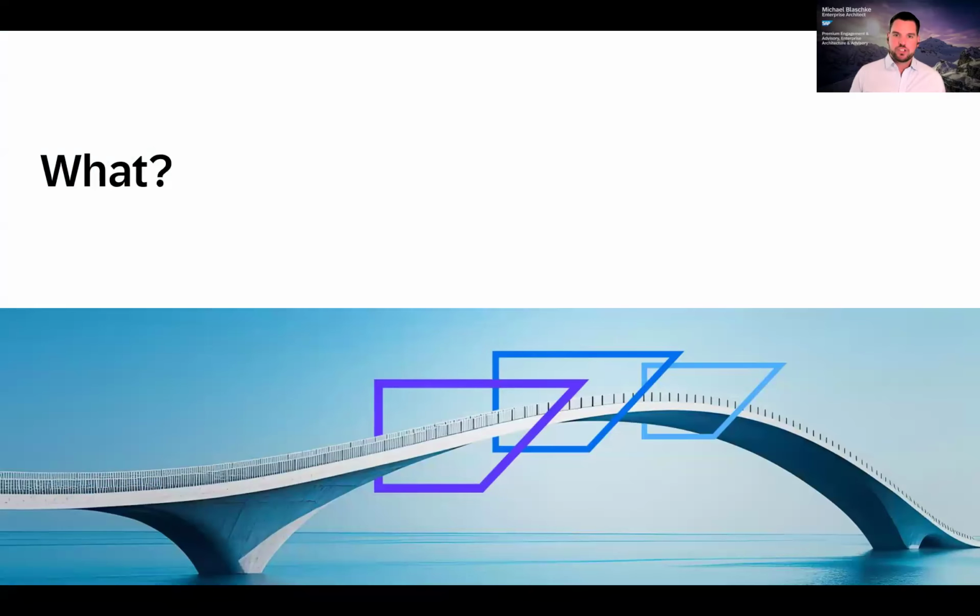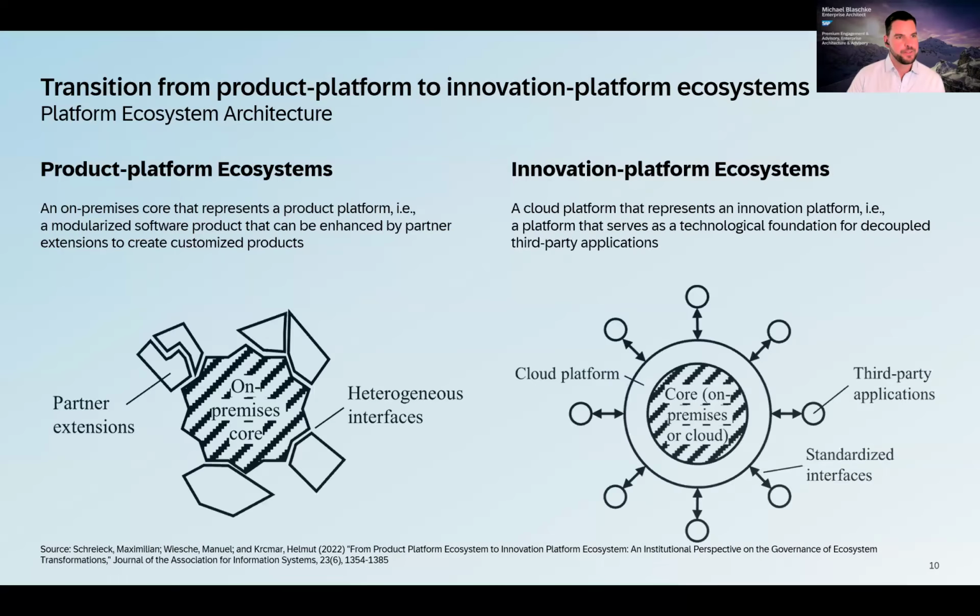Okay, having established why IPE transition matters, we now define what enterprise architecture and innovation platform ecosystem transformation actually mean in practice, what they are. And so we now move from why to what. We move from understanding the business case to defining the specific components of IPE transition. And this section clarifies what innovation platform ecosystems are and how they differ from traditional platforms.